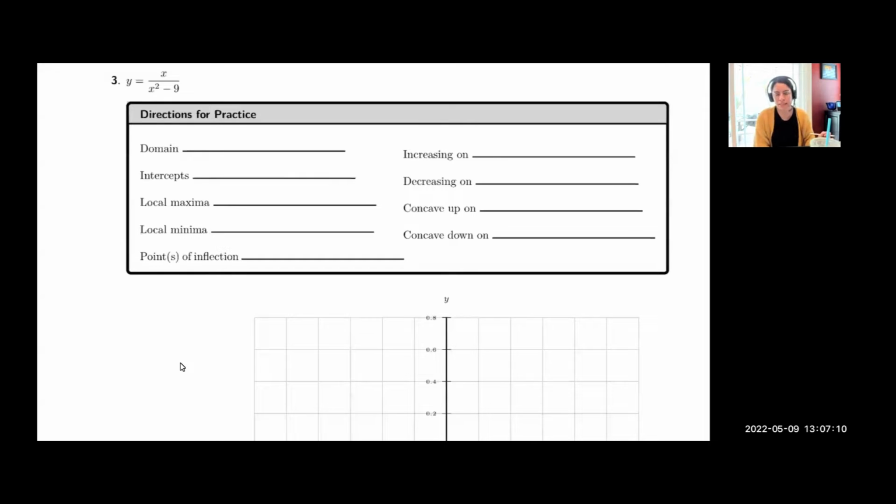Hi, in this example, we're going to do sketching the curve following the process of calculus, right? So again, we're going to do the algebra first, then first derivative stuff, and then second derivative. Now, as we can see, this function is rational. So we're going to not only have to talk about domain, but we definitely have to talk about asymptotes.